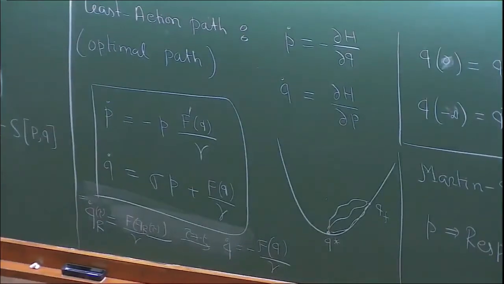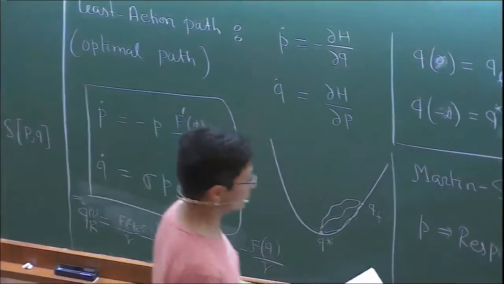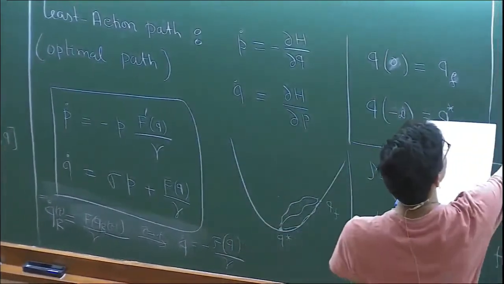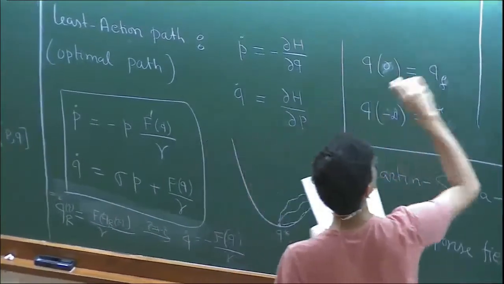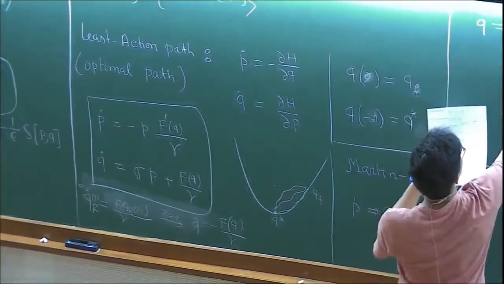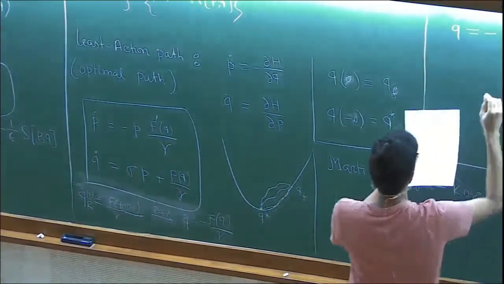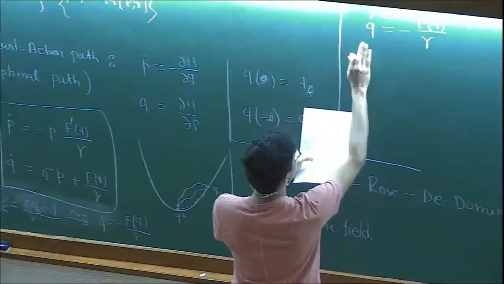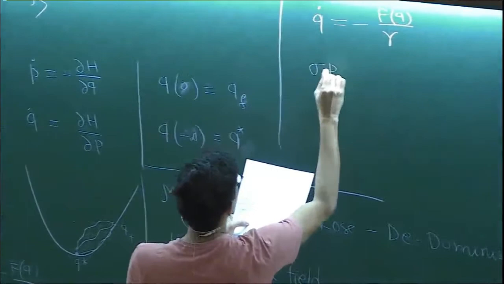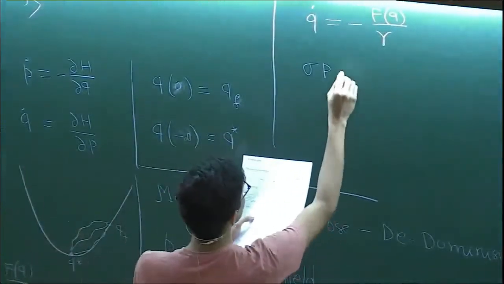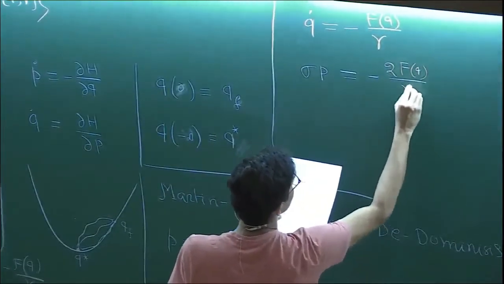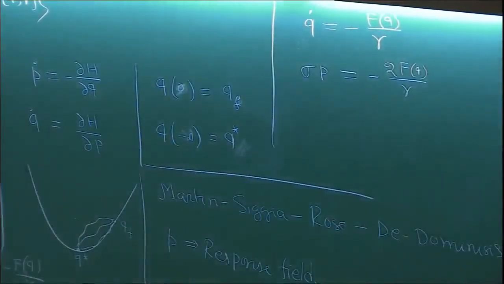Okay? So if I just use that f, you will very easily convince yourself, and I can check. So the solution becomes q dot equal to minus f(q) by gamma. I'm not solving this equation, but I know that the forward trajectory would satisfy this equation, and the equation for P now simply reduces to minus twice f(q) by gamma. So this you just check by simple algebra.